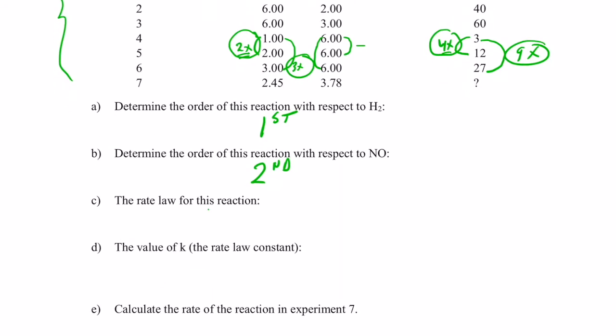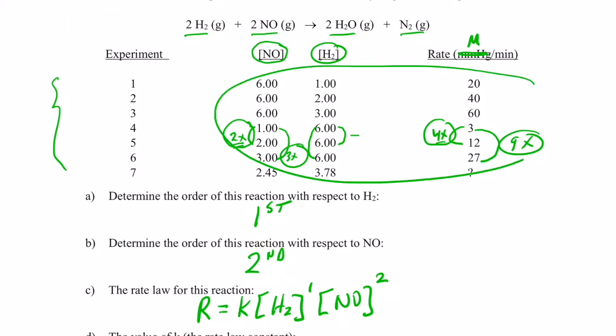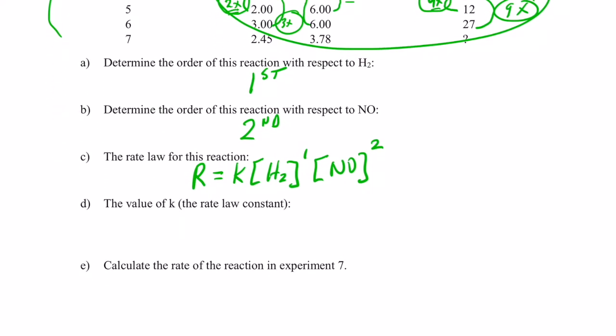So now I can write my rate law. R equals K times the concentration of H2 to the first power and NO to the second power. We got those exponents, kiddos, by looking at this experimental data. Now, let's go ahead and calculate the value of K. So K would be equal to R over H2 concentration to the first power and NO concentration squared. Remember how we do that?